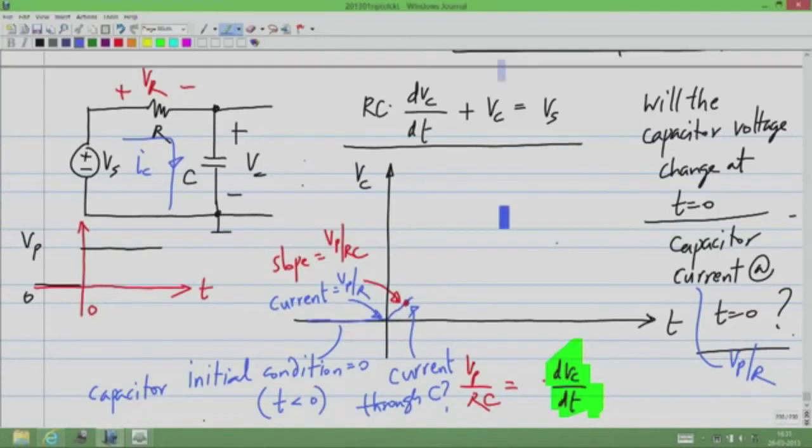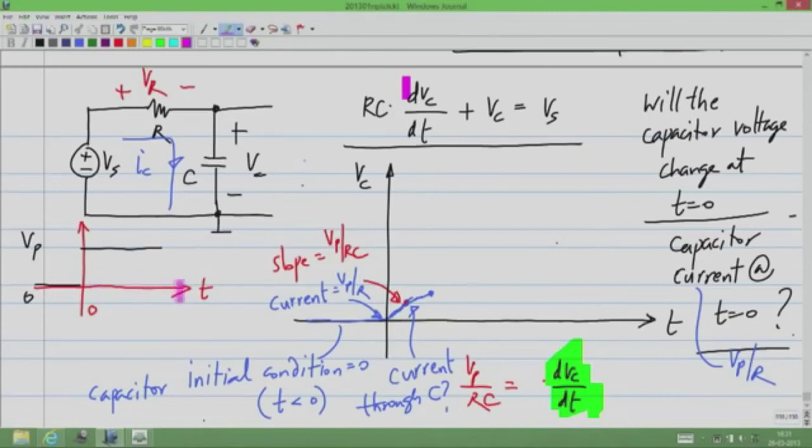So the capacitor voltage will increase a little, but after that the slope will reduce because the current has reduced. Now if you look at this point, the voltage across the capacitor has increased further. So that means the current through it is reduced further. If the capacitor voltage increases, the voltage across the resistor decreases, because the capacitor voltage plus resistor voltage equals Vp.